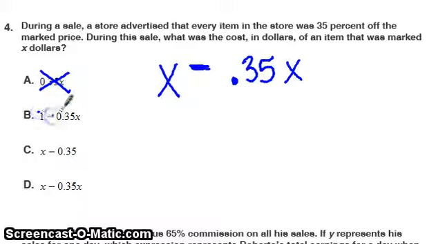1 minus 0.35x does not work. It needs an x here. If it said 1x minus 0.35x, that could work, but it needs the x there. So it doesn't have that original amount. This one needs the X here. It's not just minus 35 cents, it's 35 cents off of the total times the original amount. D is the correct answer choice for this one.